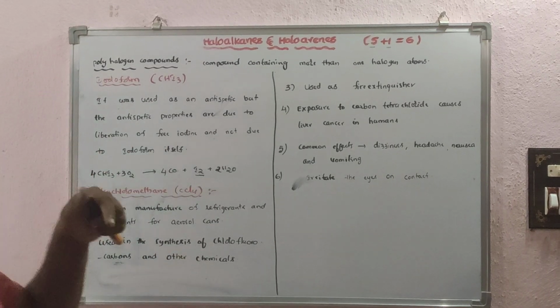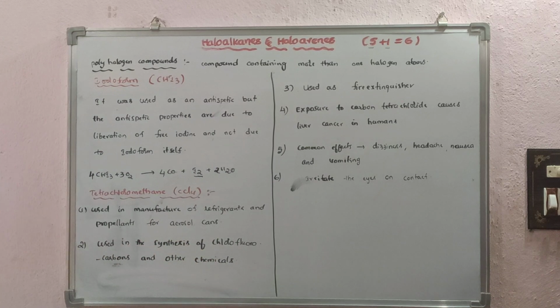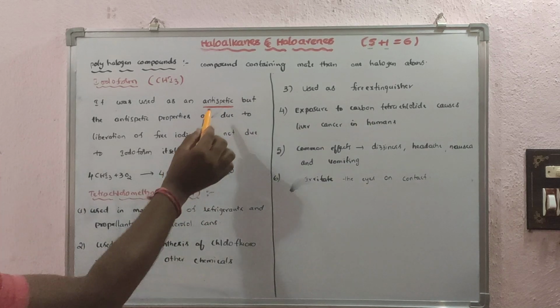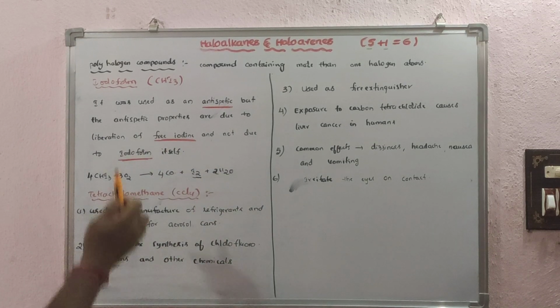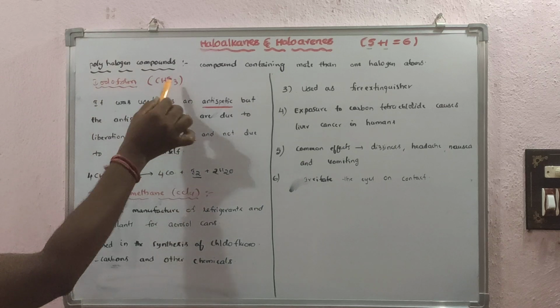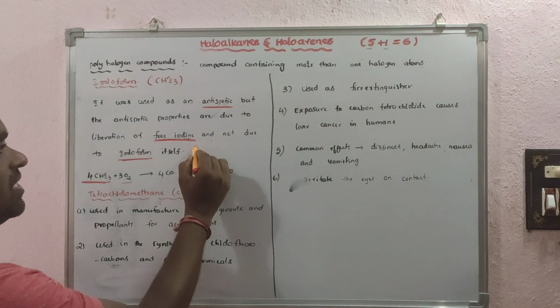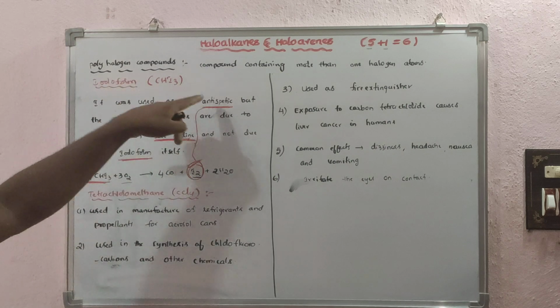The next important polyhalogen compound is iodoform. What is the formula? Chloroform means CHCl3. Iodoform means CHI3. Yeah? It is used as an antiseptic. This antiseptic property is due to free iodine, not the iodoform itself. Clear? So the antiseptic property is not due to CHI3, it is due to free iodine. Iodoform easily gets oxidized and produces iodine, and this iodine is responsible for the antiseptic action. So that's why it acts as an antiseptic.